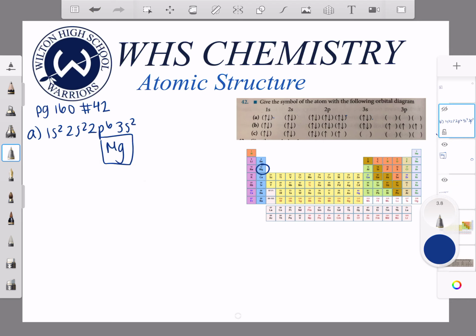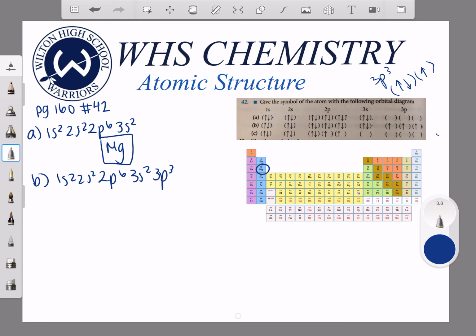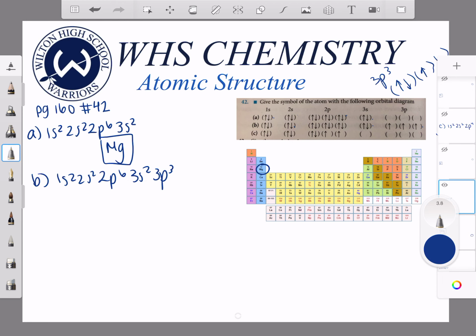For B, I'm going to write it again in ground state configuration form because it's 1s2, 2s2, 2p6, 3s2, 3p3. The reason that there's one arrow in each subshell is that Hund's rule states that it's more stable when you have one in each subshell, rather than, in this case with 3p3, having one arrow going down that way and then having one in an open subshell. So that's what Hund's rule says, and that's why it's one arrow in each box.